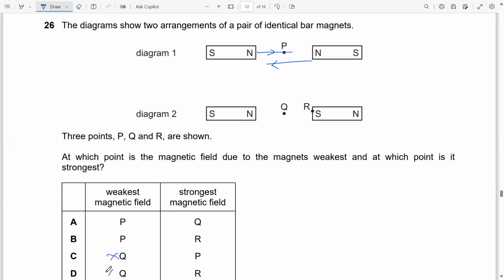So option C and D will cancel out. At Q, both will have the same direction and add up together. Since R is lying at the pole, it will be the strongest magnetic field at the point R. So option B is the correct one.